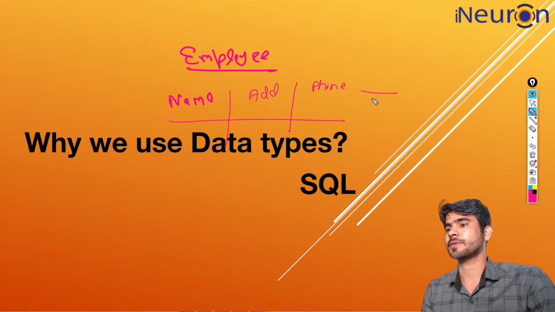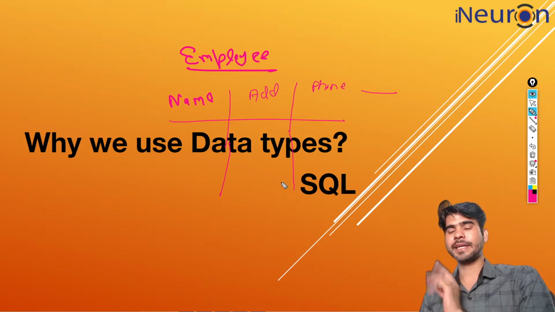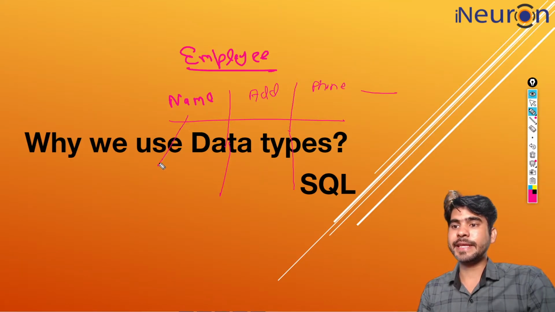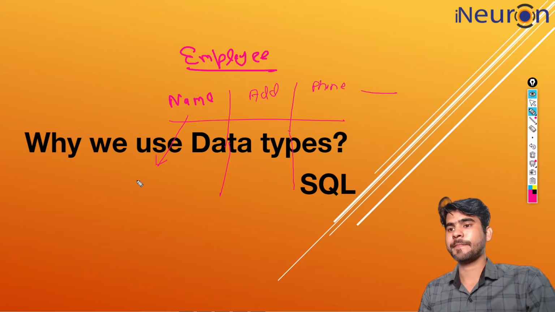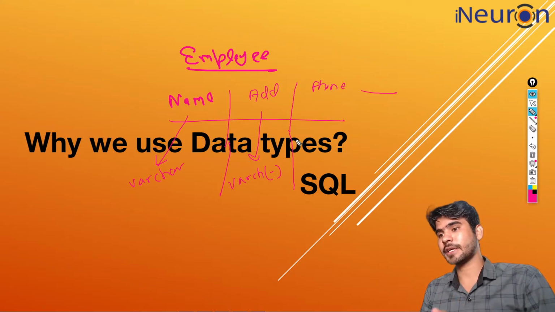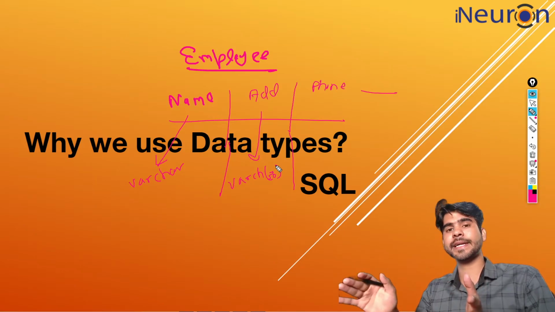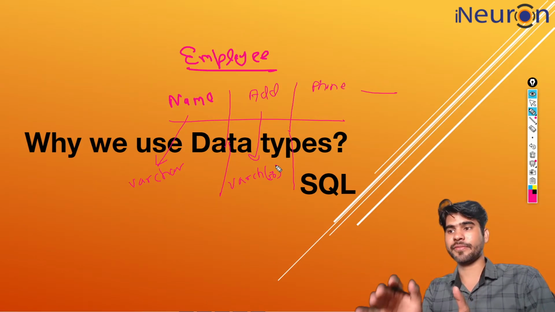So whenever we are defining the table, we can mention it. Name we can define as a string, and under string we can define varchar. Address again is a string, so under string we can define varchar. Under varchar we can define the value, like 30. And 30 means we can write up to 29 characters under the varchar address.